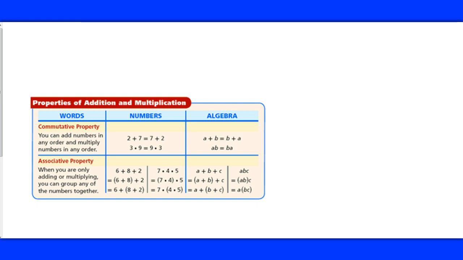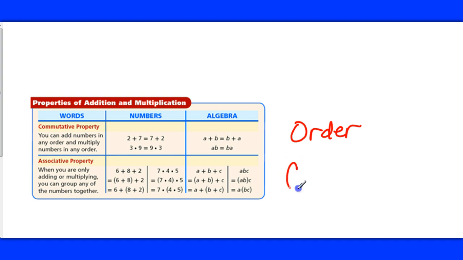So we're going to put that out to the side. The commutative property deals with order. The second property is the associative property, which says that you can regroup, that when you're only adding or multiplying, you can group any of the numbers together that you want.